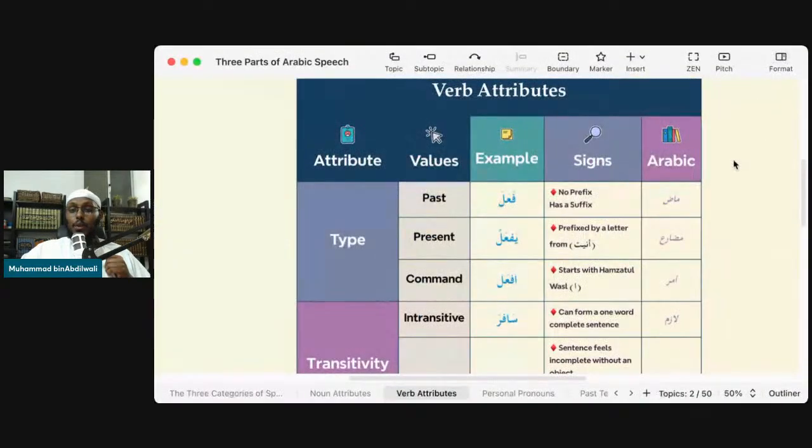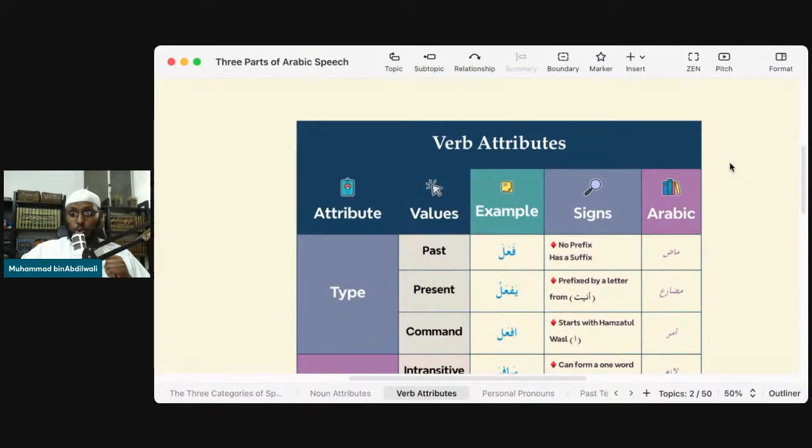Tayyib. All right. Bismillah. May Allah make it easy for me to be as concise as possible. If you see me going too slow or taking my time, please do remind me because we have so much content to cover. Bismillah. Okay, so this is the very first thing we want to talk about: verb attributes.